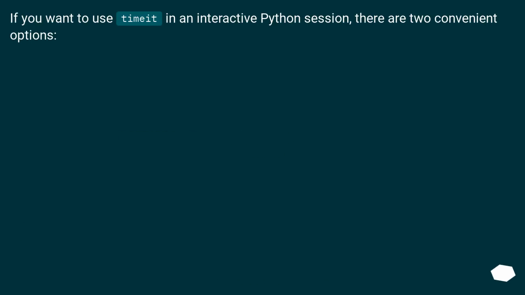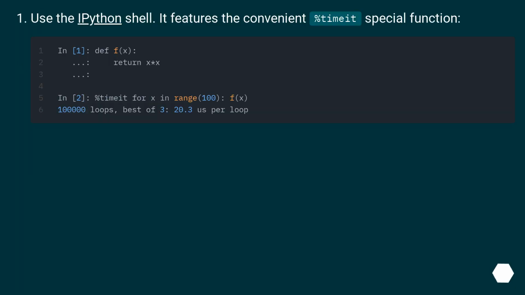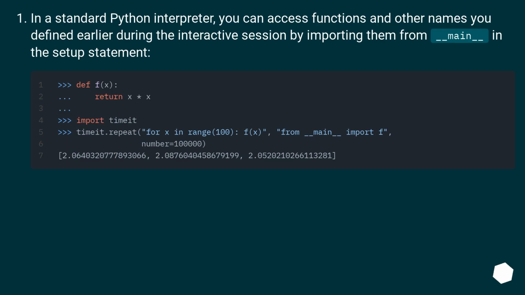If you want to use timeit in an interactive Python session, there are 2 convenient options. Use the IPython shell. It features a convenient %timeit special function. In a standard Python interpreter, you can access functions and other names you defined earlier during the interactive session by importing them from __main__ in the setup statement.